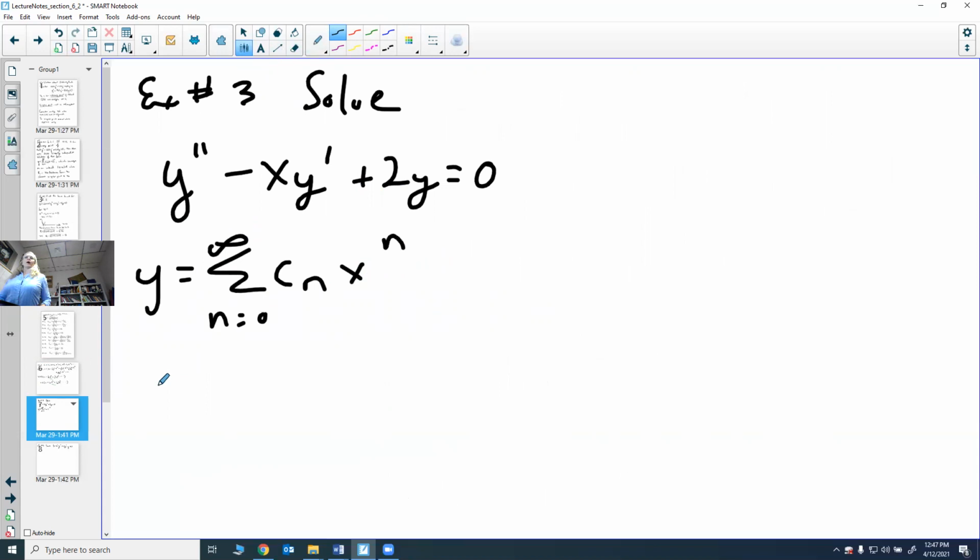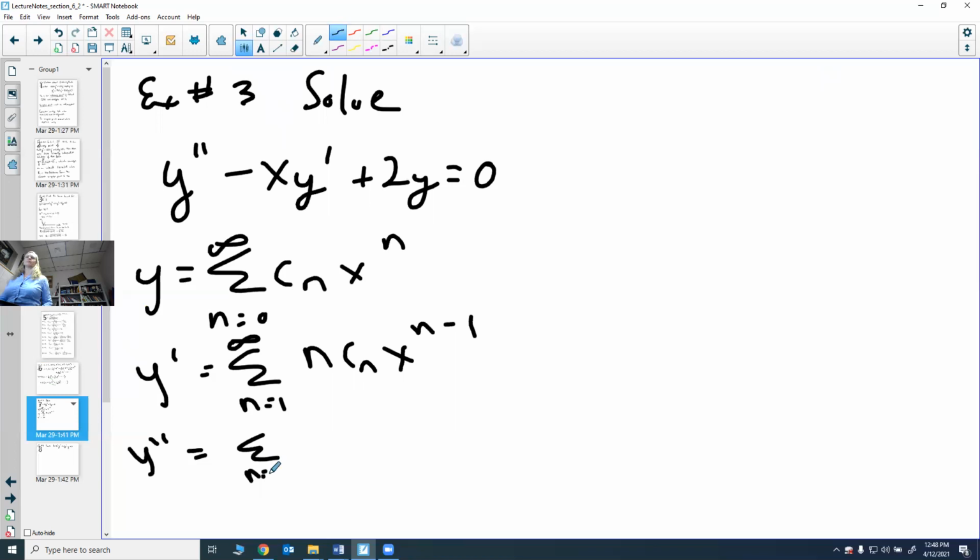We need to know what y prime and y double prime are. These aren't going to change. They're always going to be the same. So y prime is n equals 1 to infinity of n times Cn x to the n minus 1. And y double prime is going to be the summation n equals 2 to infinity n times n minus 1 c sub n times x to the n minus 2. And again, that won't change. Those are always going to be what your derivatives are.